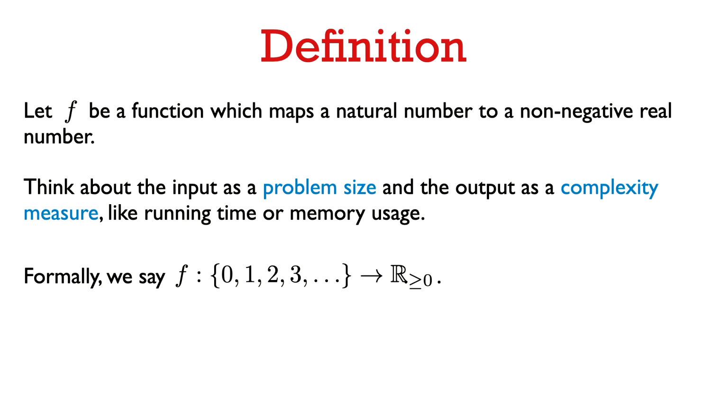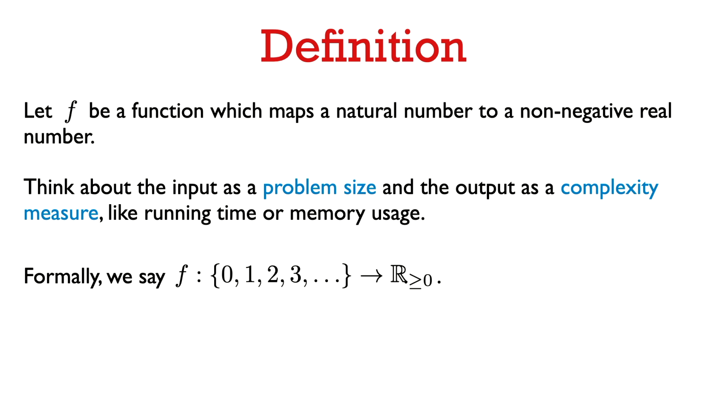So we're going to talk about functions that map natural numbers to non-negative real numbers. You should think about the input to this function as being a problem size. So just think about it as the number of elements in a vector that you want to process. And think about the output as being a complexity measure. So something like the amount of time or the amount of memory that an algorithm uses. We restrict the output to be non-negative because that's when a complexity measure makes sense.